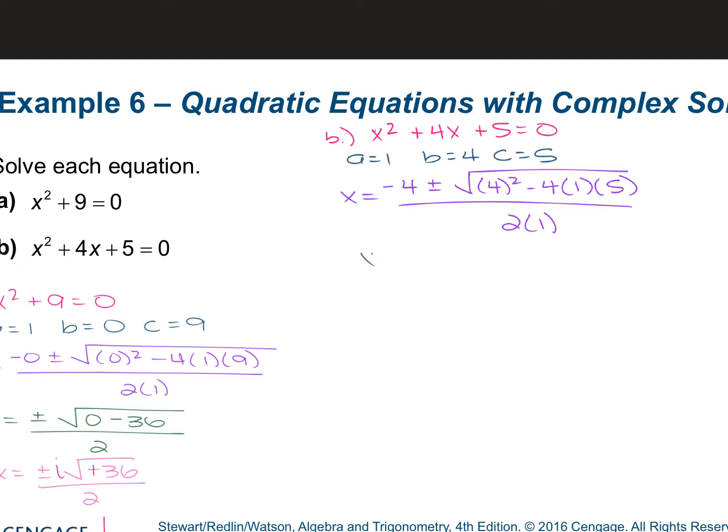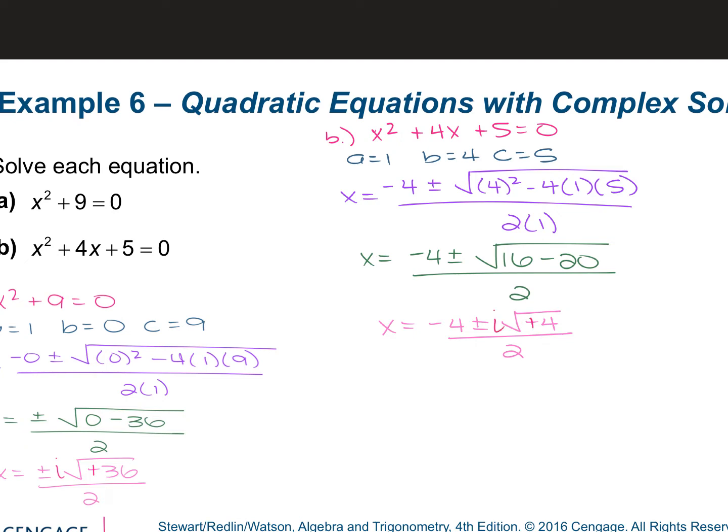So from here, this simplifies to give you x is equal to negative 4 plus or minus the square root of 16 minus 20 all over 2. That 16 minus 20 underneath the radical is negative 4. So that's negative 4 plus or minus the square root of negative 4 over 2. That negative underneath the radical has to become an i on the outside, so it becomes a positive 4 underneath there. The square root of 4 is 2. So that's x is equal to negative 4 plus or minus 2i all over 2.